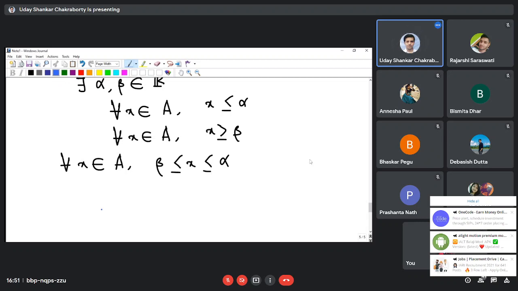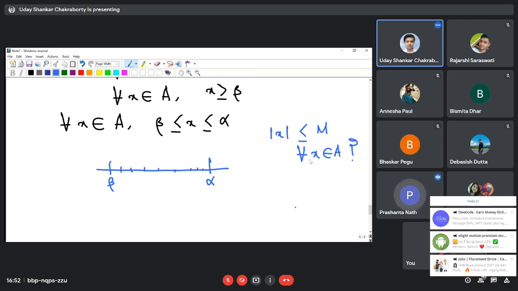Now what is that? Here is alpha, here is beta, and all elements of the set are in between. Can you give me one particular m such that mod x is less than or equal to m for all x in A? Is it possible? Can you give me one such m? Sir, maximum of mod alpha comma mod beta. Maximum of mod alpha comma mod beta. Is it?